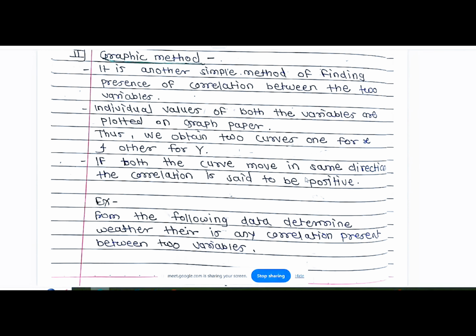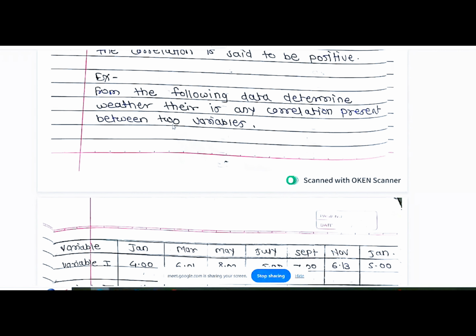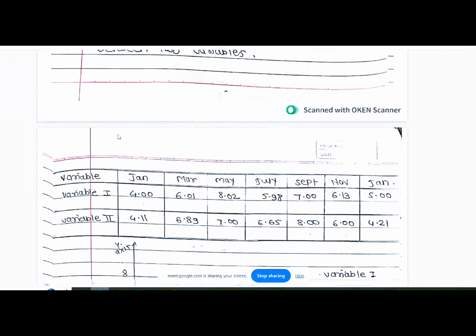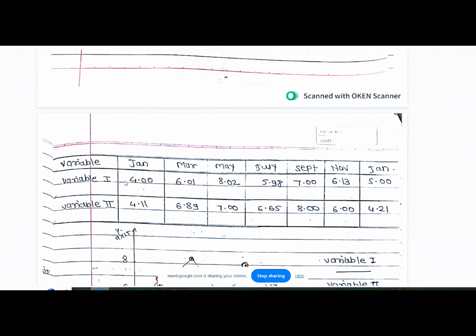So the problem is: from the following data, determine whether there is any correlation present between the two variables or not. Denote them variable 1 and variable 2 in rows. And the observations are January, March, May, July, September, November. They have given months, and maybe anything, humidity or soil pH or anything, I don't know. But the data is like this. The name of the month, then variable 1 is increasing like this or behaving like this, and variable 2 is like this. Now from this data you want to find out whether there is a relationship present between variable 1 and 2 by using the graphical method.